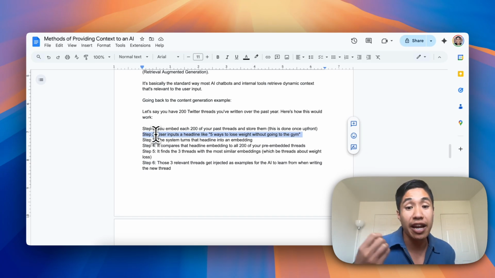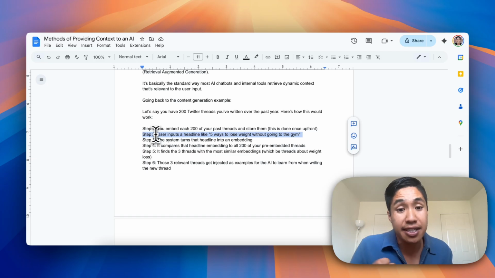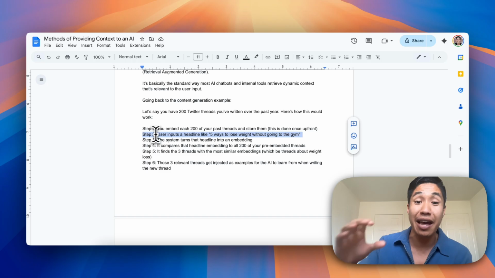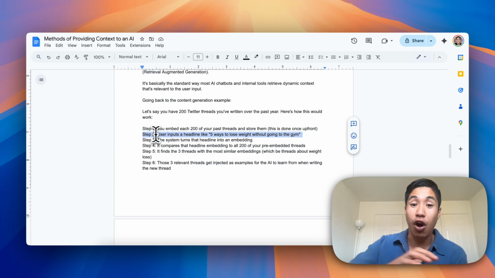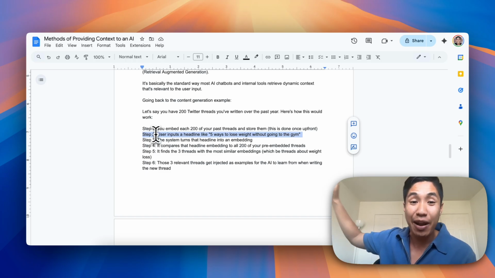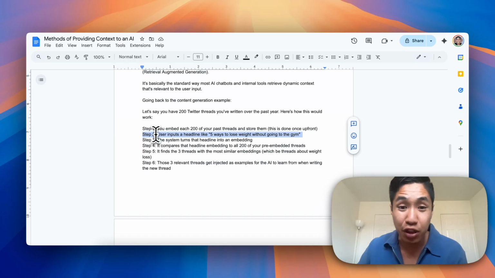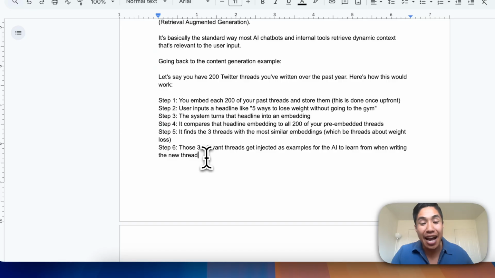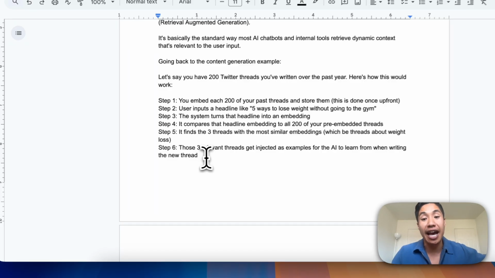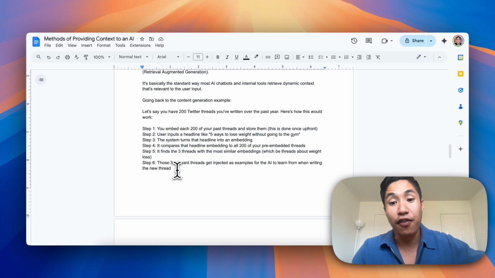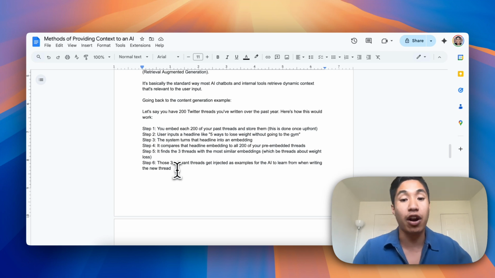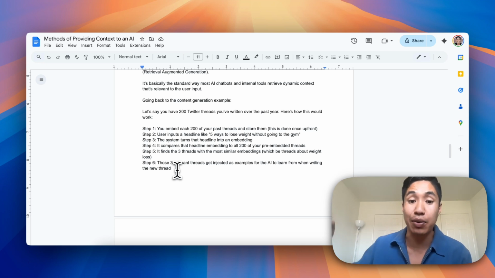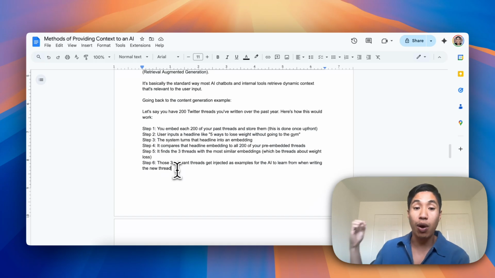Our AI system will turn that headline into an embedding, again, those lists of numbers. It's going to compare the headline's embedding to all 200 of our pre-embedded threads. And what we can then do is pull the 3 threads with the most similar embeddings, which will be threads about weight loss. And now these 3 relevant threads get injected as examples into the prompt for the AI to learn how to write this new thread in our writing style, based on a similar topic that we want to write about, okay?